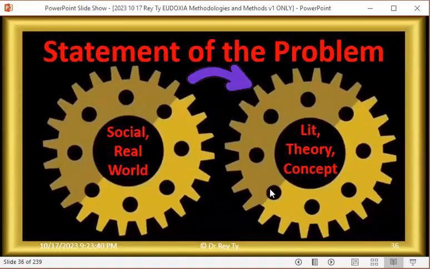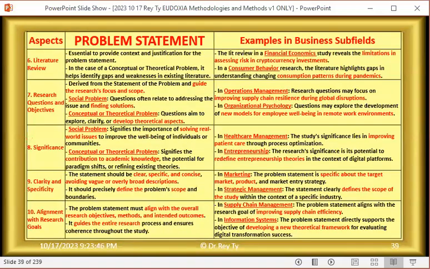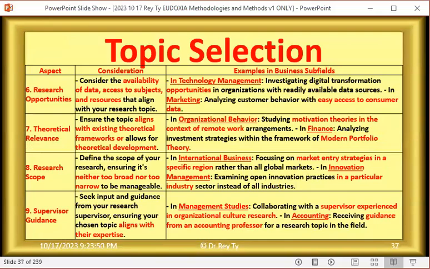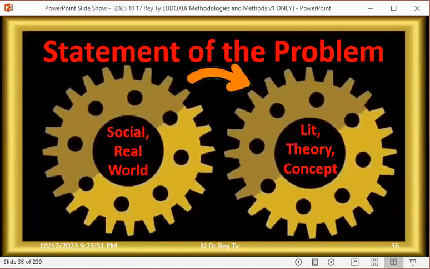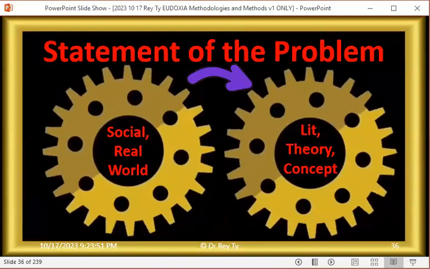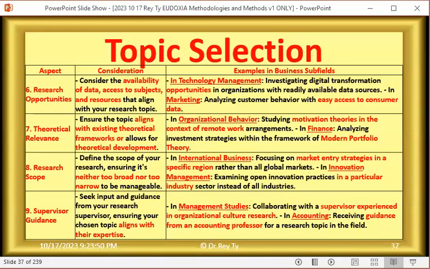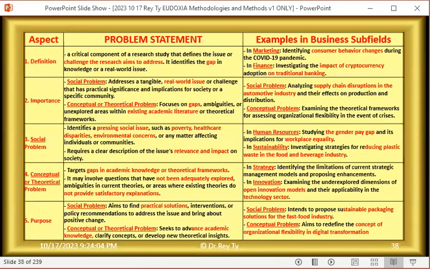So when you look at the statement of the problem, you have to look at what are the problems that you can see. There are two levels. One is social problem, the real world problem. The second is the lack of theory or conceptual development. So you have to address both the real world problem and the theoretical problem. Those are the concerns you have to look at in doing your problem statement.